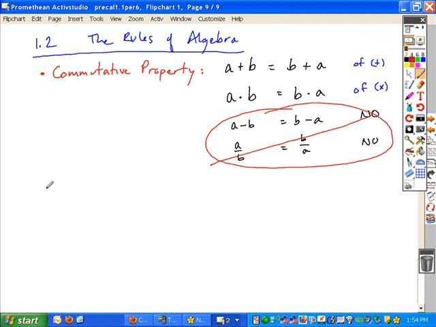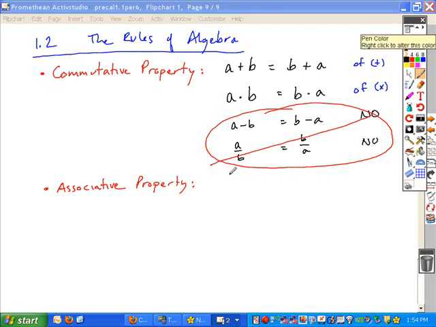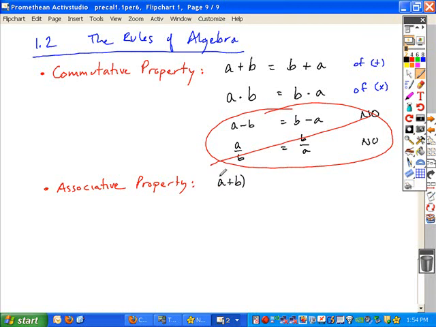Okay, the next property to be aware of is the associative property. The associative property states if you have the quantity of two things added together and you add it to a third, that is equivalent to grouping the final two values and adding them to the first. This does work. This is called the associative property of addition.